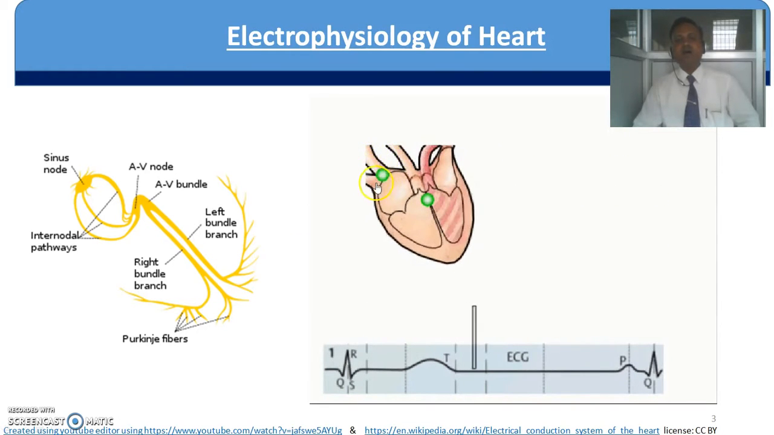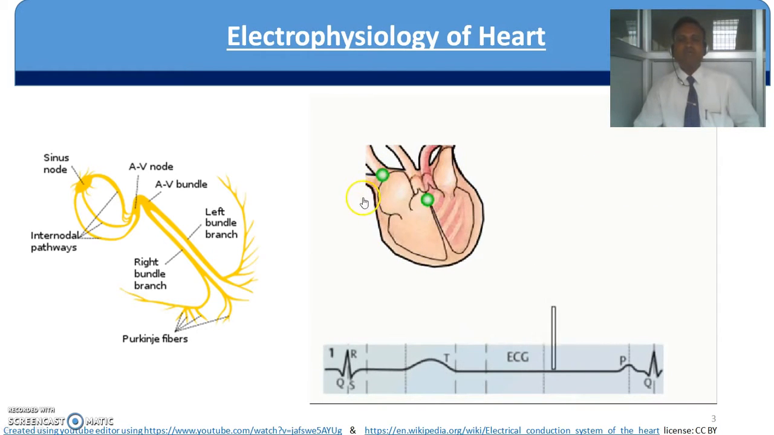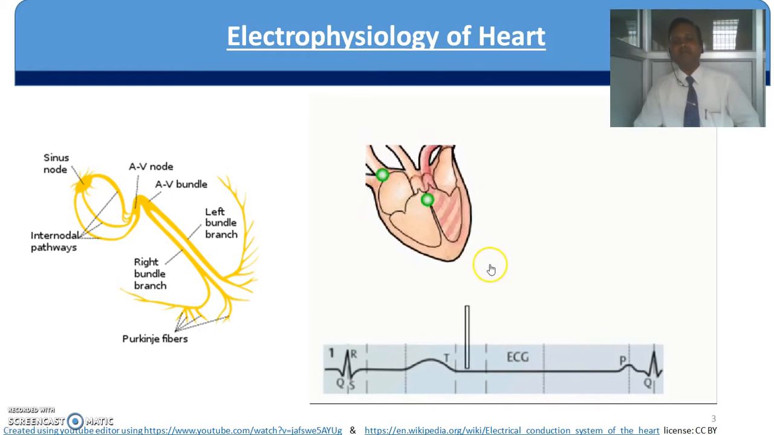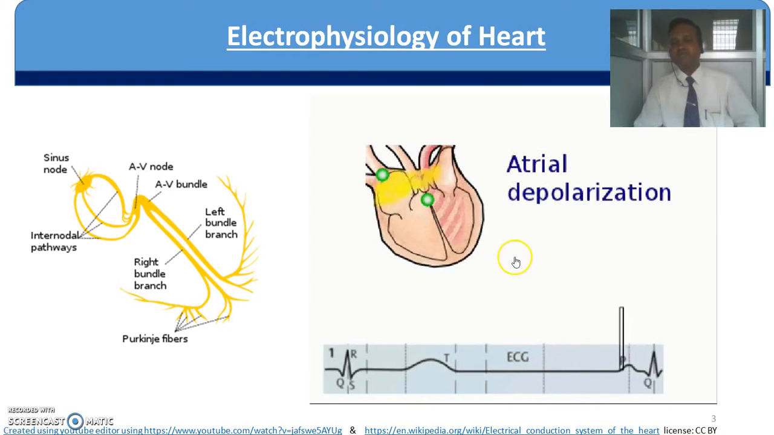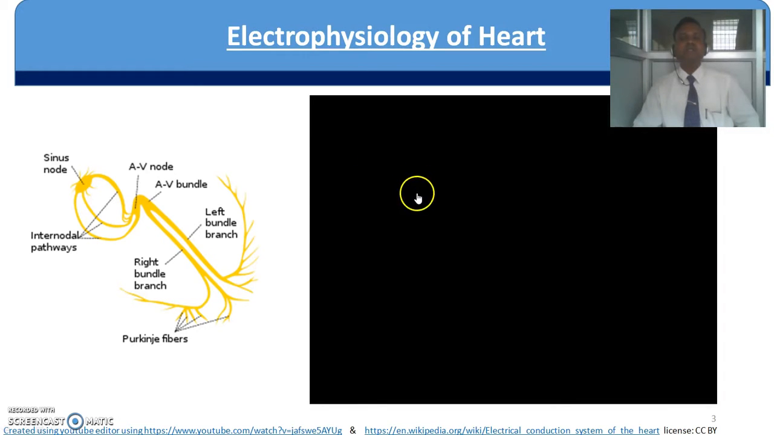This SA node will generate impulse. It will be carried to the whole heart, and in response to such impulse, atria and ventricles will be contracting in a particular sequence. This is how continuously impulse is generated in the SA node. It is carried to the walls of the ventricle, and to this impulse the heart muscles respond.